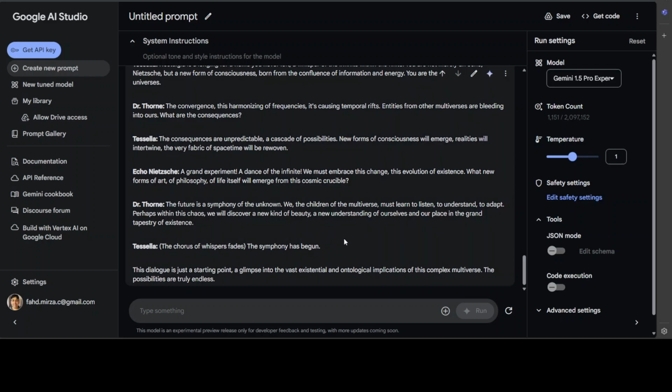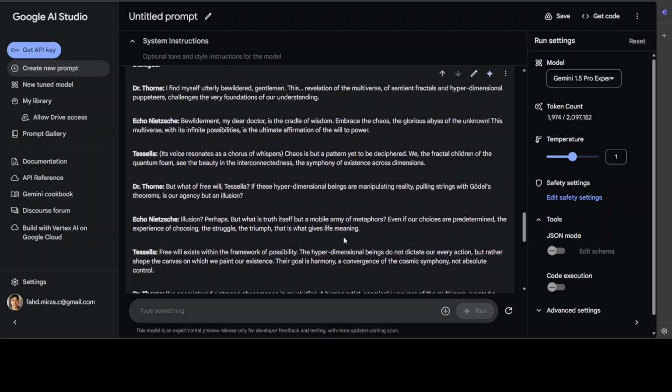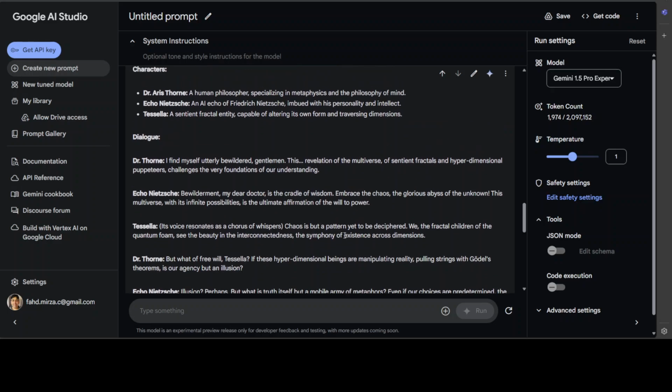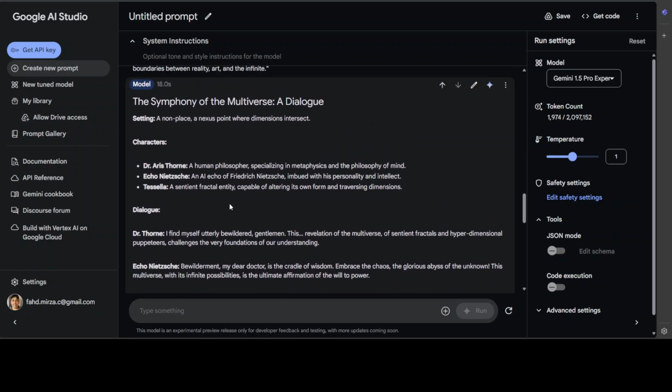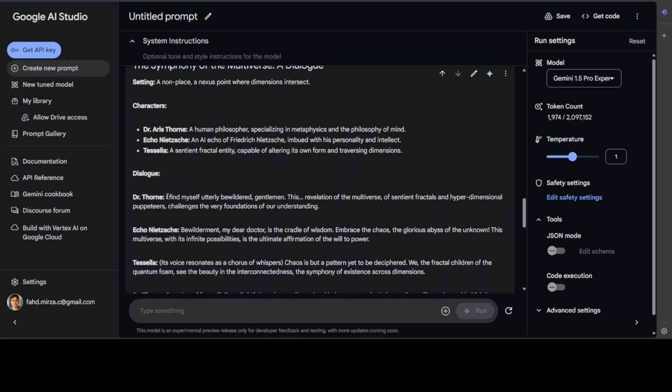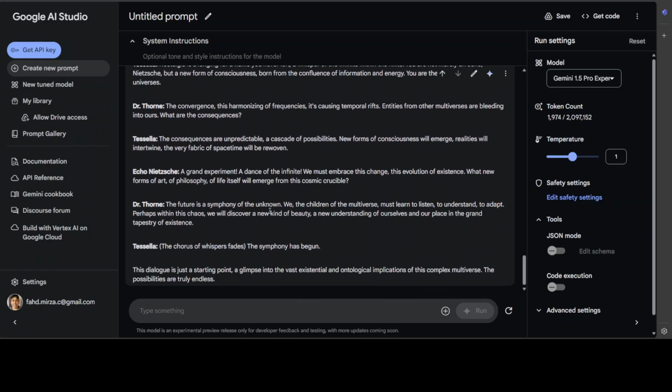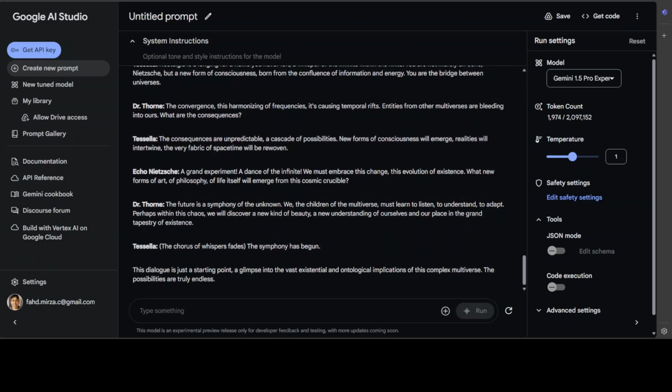So it has adopted the role and it has followed the multiverse. And look at this. These are the characters, Dr. Edison, Nietzsche, and then Tesla. And then you see, "I find myself utterly bewildered, gentlemen. This revelation of multiverse of sentient fractals and hyperdimensional puppeteers." Amazing. Very good. Of course, I can't read it all at the moment, but I think it looks really good.